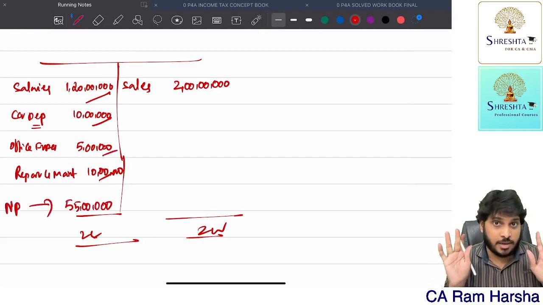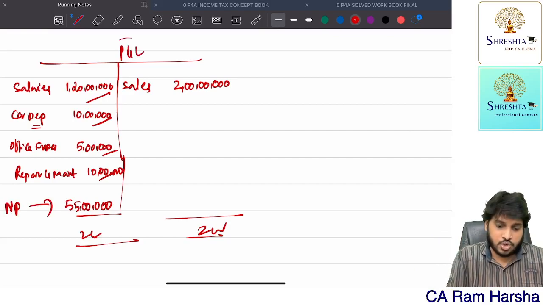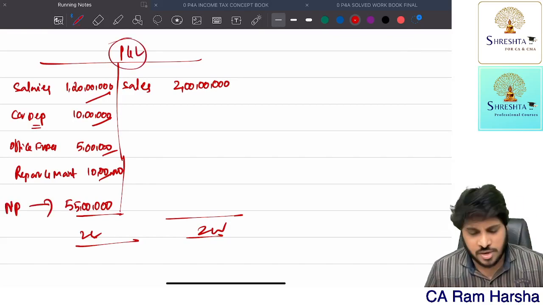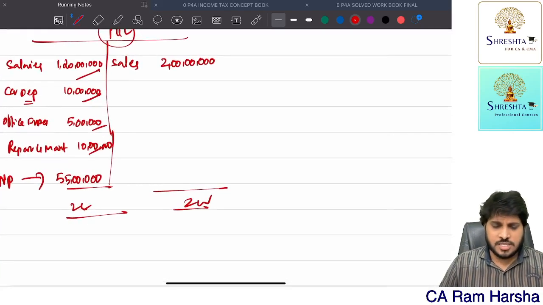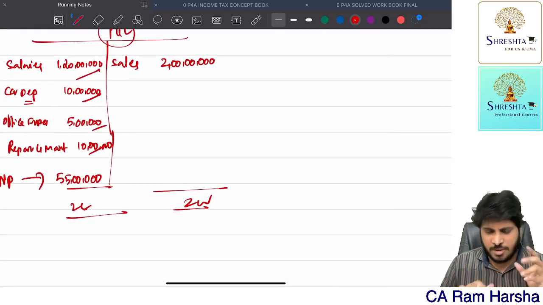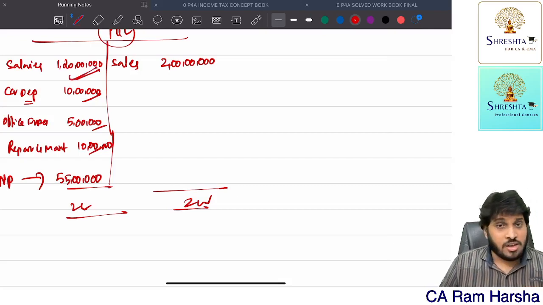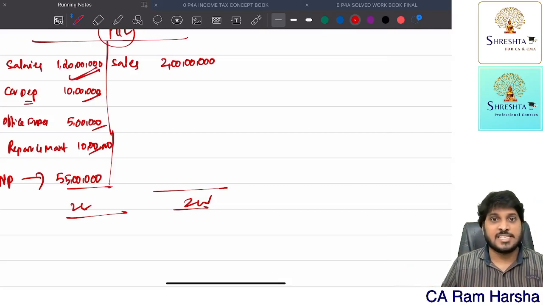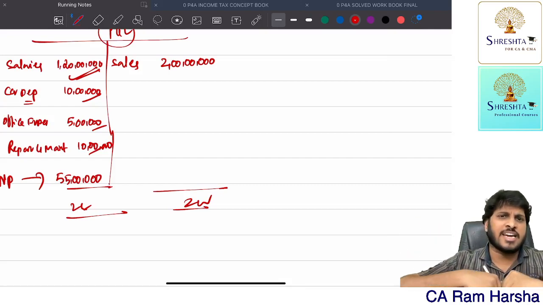See, I am not talking about income tax. This is my P&L account. I am showing you my P&L account. As per my profit and loss account, the income is 55 lakhs. Now, if I observe this information, salaries and all, everything is paid through bank. All the employees were paid salary monthly, once on the first of every month. They will get bank direct credit.